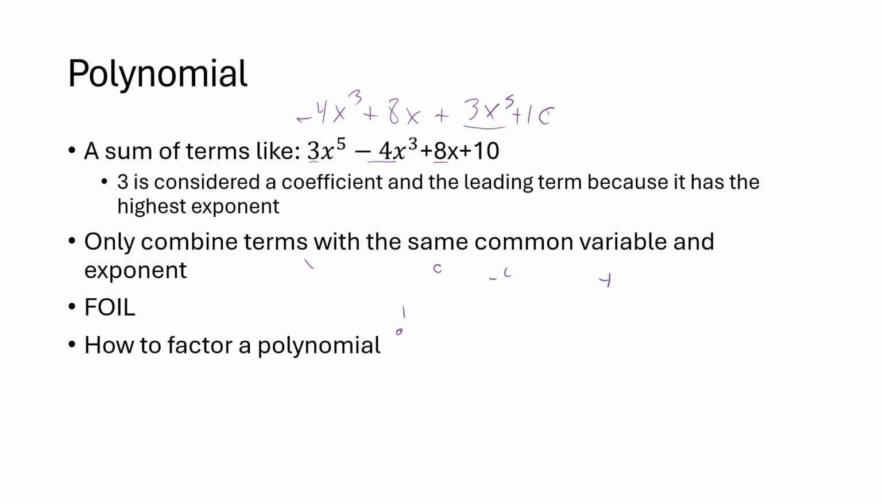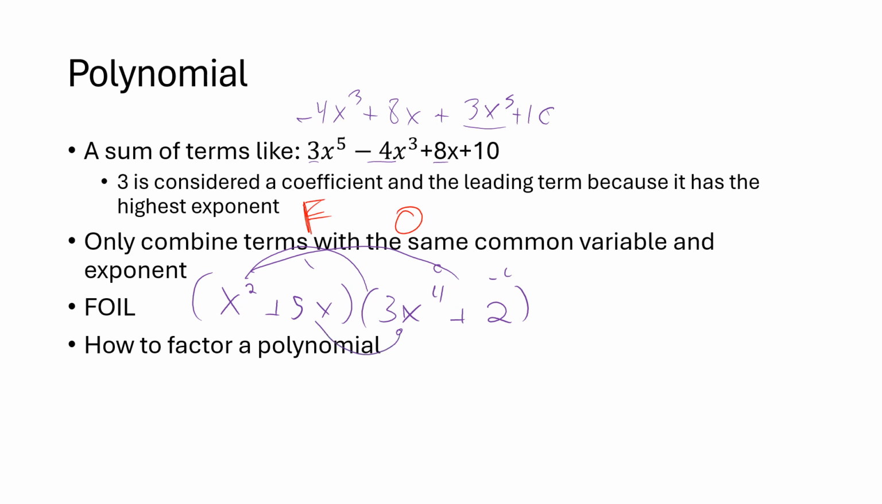Okay, I think we all know what FOIL is. FOIL is the act of first, outer, inner, last. So if I give you this one, x squared plus 5x times 3x^4 plus 2, we'll use the FOIL method. So what this means, first, then outer. Let me write this down in another. So this is first, and this is outer, inner, last. Inner.